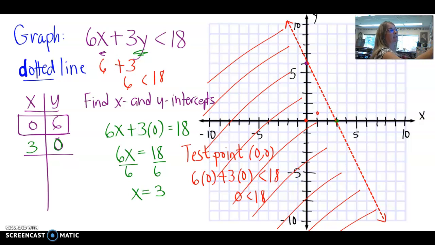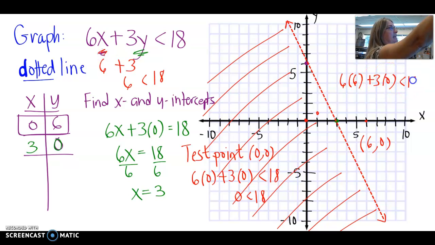So if we pick a point like, let's say, (6, 0) right here, and I use this test point, it should make it false, because anything on the other side should make it false. So 6 times, putting in 6 for my x, and I'm going to put in 0 for y. Is that less than 18? Well, 6 times 6 is 36, plus 3 times 0 is 0. 36 is not less than 18. It makes it false. So that's a way to double check to make sure that you shaded the correct side.